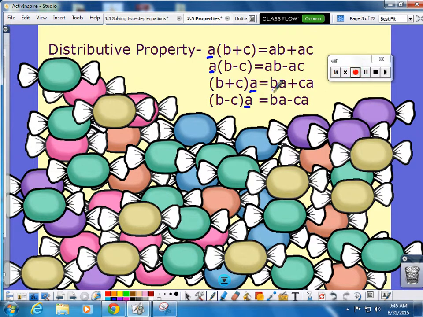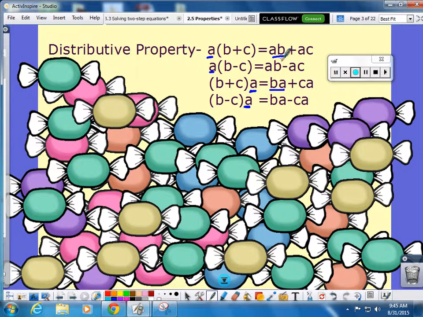Hey, what property says B times A and A times B are the same thing? What property says A times B and B times A are the same thing? We just talked about it. The order is what? Commutative. Okay? Now you guys did the distributive property today in the bell ringer, didn't you?